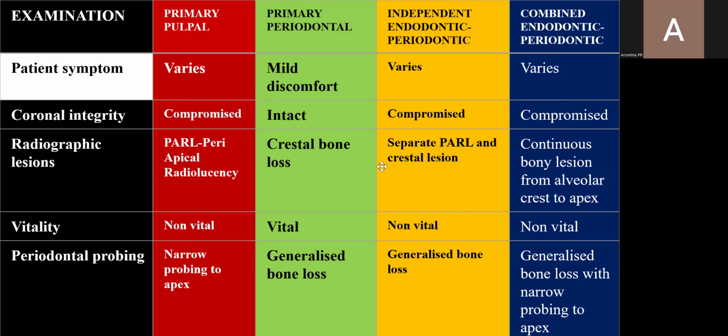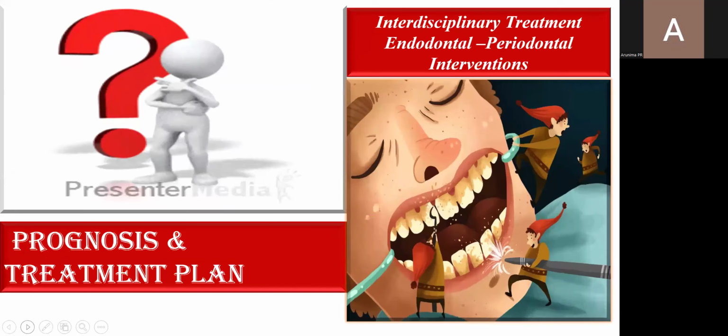And periodontal probing, in primary pulpal lesions, it will be narrow probing to the apex, whereas in primary periodontal, you can see the probing will be deeper. In independent endo-perio there will also be deep periodontal pockets, as well as in combined lesions. It is very clear that there will be pockets as well as radiographic bone loss. So coming to the prognosis and the treatment plan.